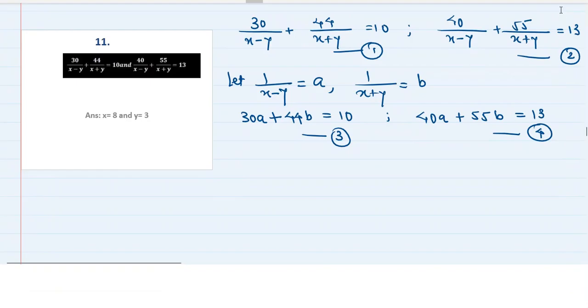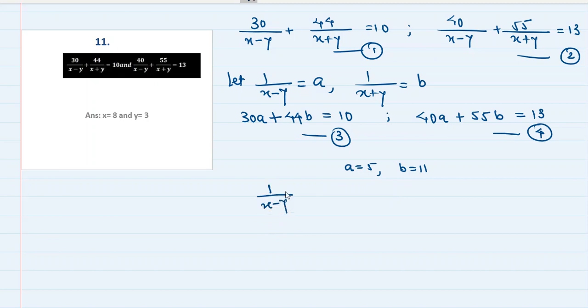Okay, so on solving these two equations, we get the value of a as 5 and b as 11. I hope you have solved these two equations and got these two values of a and b. So after you get the value of a and b, what next?